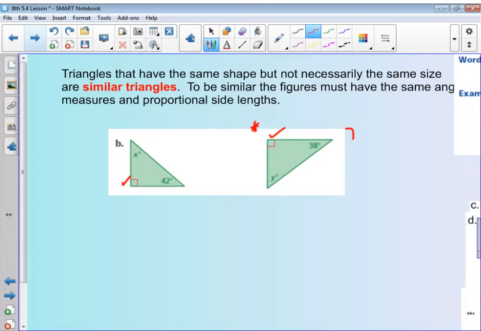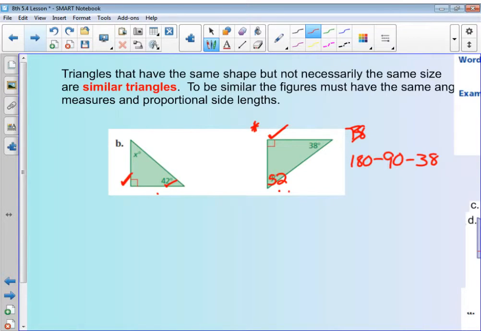I know a triangle is 180 degrees. I'm going to subtract off the 90 and then subtract off my 38. It doesn't matter which triangle I pick. I'm just going to pick one of them and check it. 180 minus 90 is 90, minus 38 gives me 52. We have a right angle, I have a 42 and a 52, so these are no longer equal to each other. I can tell this one's 42. I can't have a 42 and a 38.